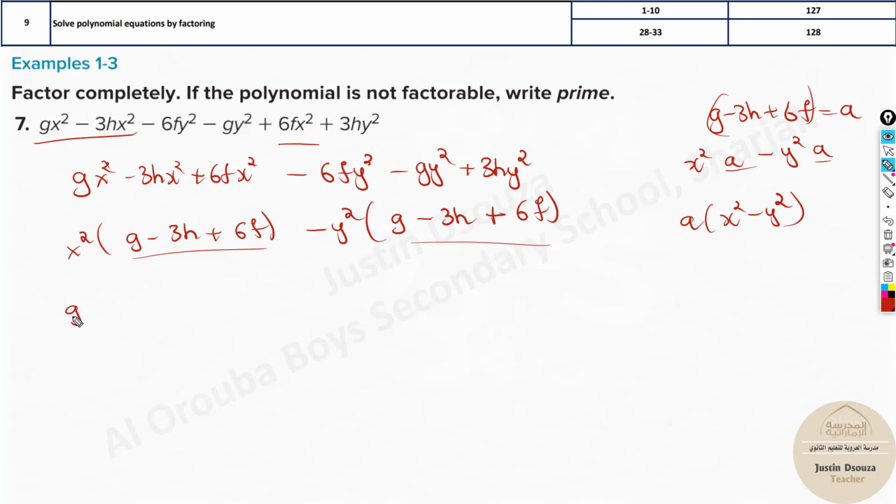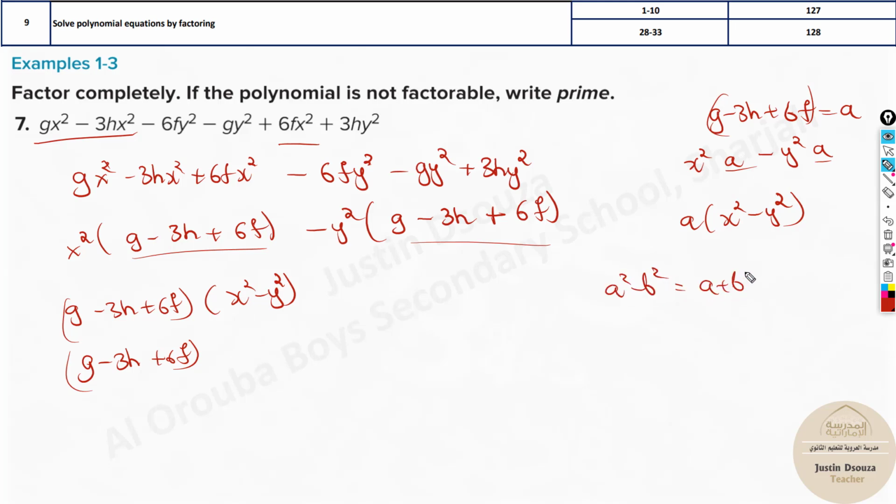So same thing, what I'll do is, I'll remove this g minus 3h plus 6f out, and you're remaining with x squared minus y squared. See, this is the thing. A is what? g minus all those terms. Now, you can still simplify this further, because I can see there is a difference of squares. That is, a squared minus b squared is given as a plus b, a minus b. I can use the same thing over here. It can be written as x plus y, x minus y. This is the simplified version.